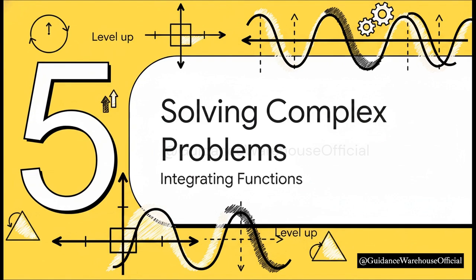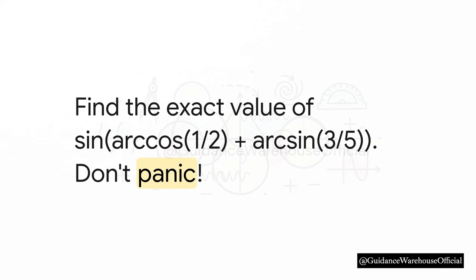Okay, it is time to take everything we've learned so far and really level up. Section 5. Solving complex trig problems, integrating inverse functions and reference triangles. Take a look at this problem. Find the exact value of the sine of inverse cosine of 1/2 plus inverse sine of 3/5.